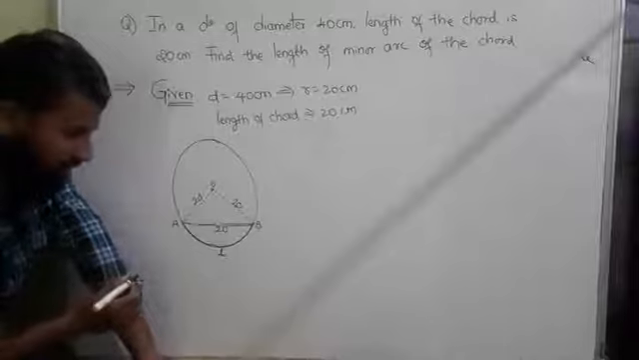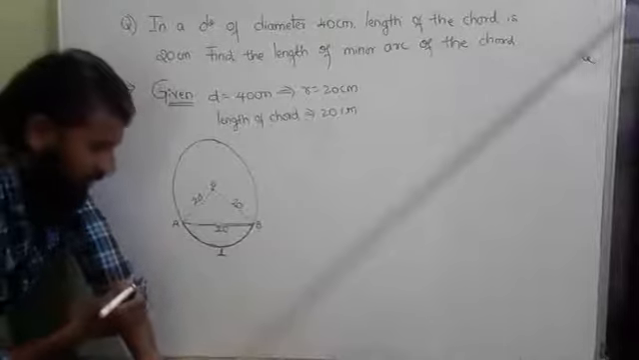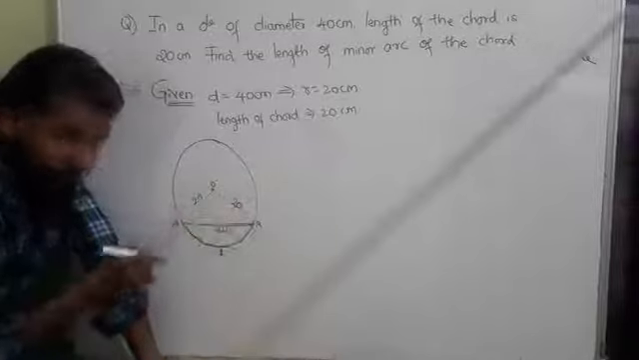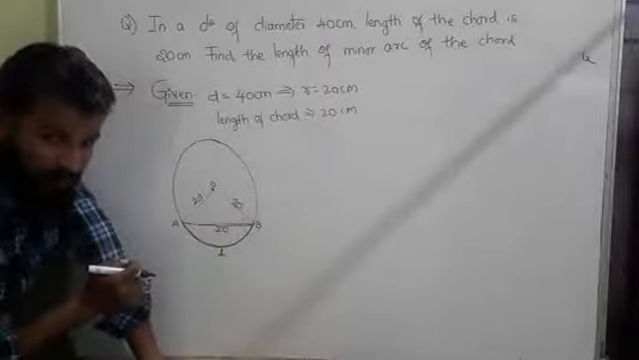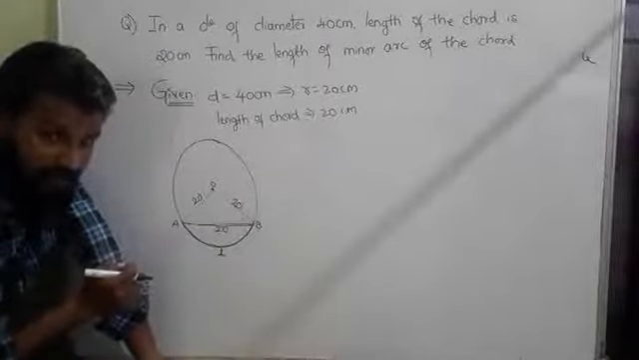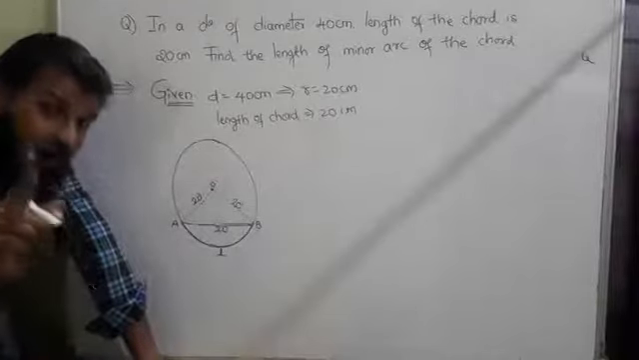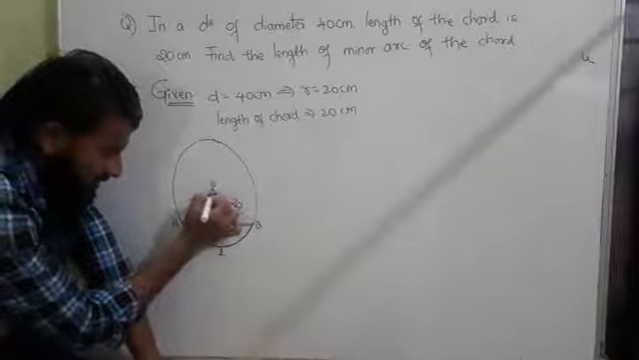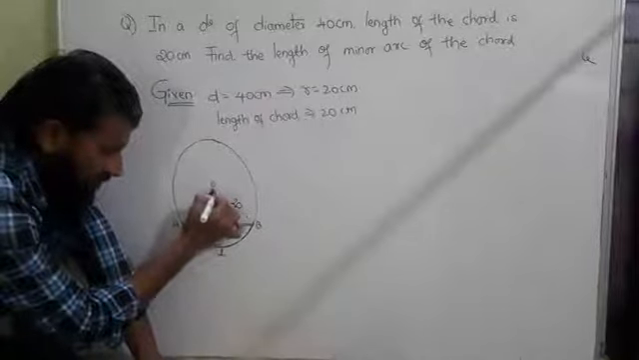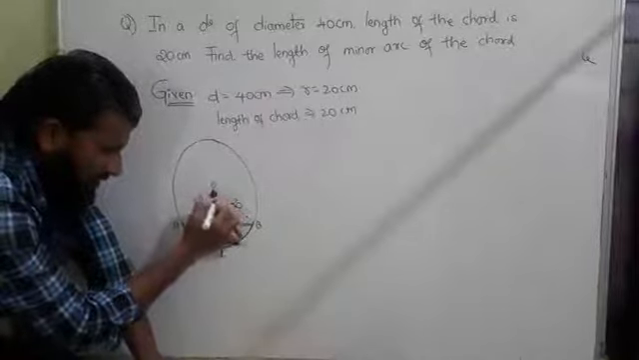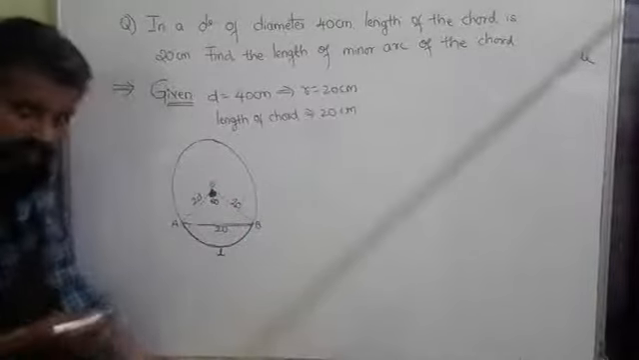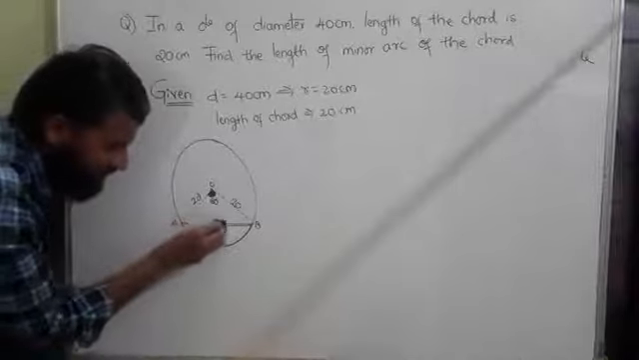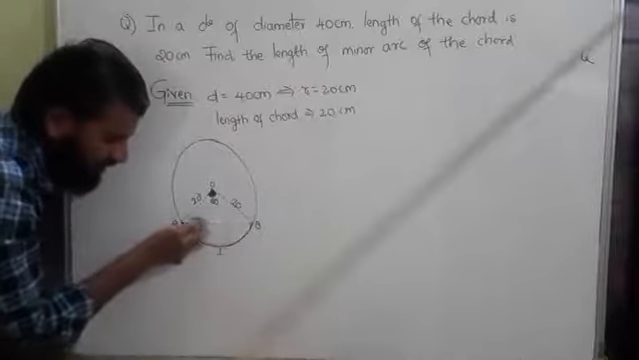Yes or no? Yeah. So one thing you can see here, my dear friends, since it's an equilateral triangle, we know one basic property of equilateral triangle, that in an equilateral triangle all the angles are 60 degree. So this is 60 degree. Yes or no? This is 60 degree.